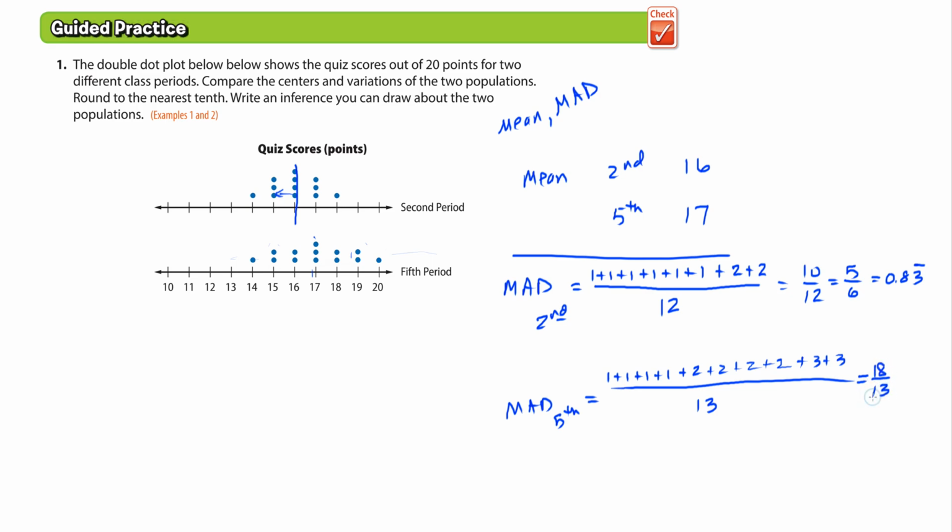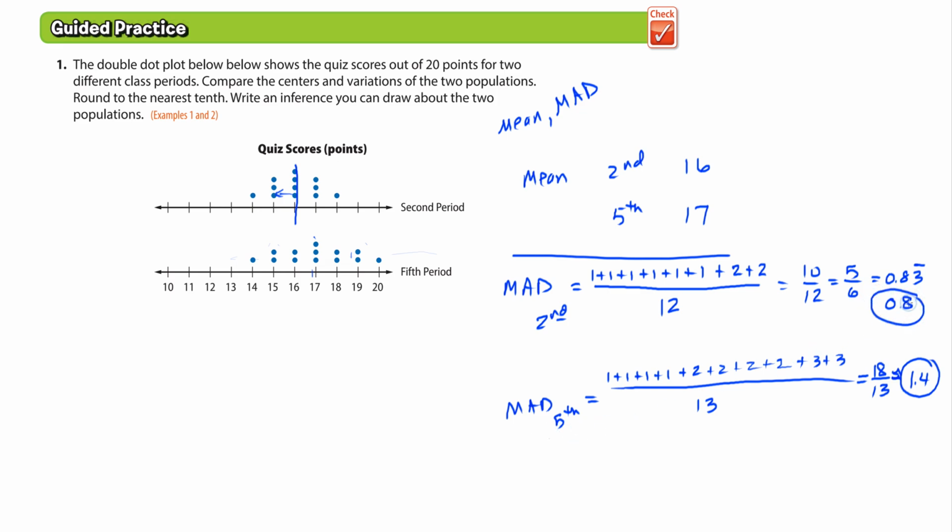That doesn't divide nicely, but I don't even have to do the arithmetic to know that it's going to be bigger than 0 point something because it's an improper fraction here. I get 1.38. It says to round to the 10th. So I guess this would be 0.8 and this one would be 1.4 approximately. So based on the mean absolute deviation, this mean absolute deviation is bigger than that one.